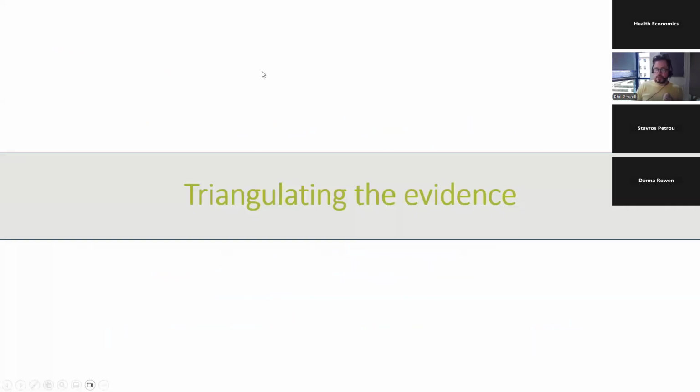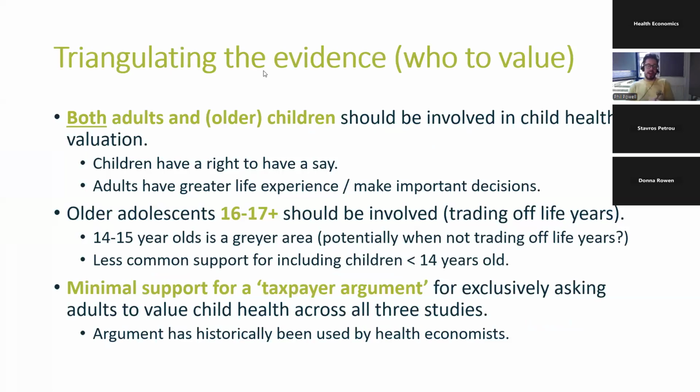The first one is what's common, essentially, what I've called triangulating the evidence. What's common across these studies is the viewpoint that we should involve or allow both adults and older children to value child and adolescent health states. The reasons typically given are that children have a right to have a say, but adults have greater life experience and a parental or guardianship responsibility, and already make important decisions for children. There's most support for older adolescents being involved, particularly when trading off life years.